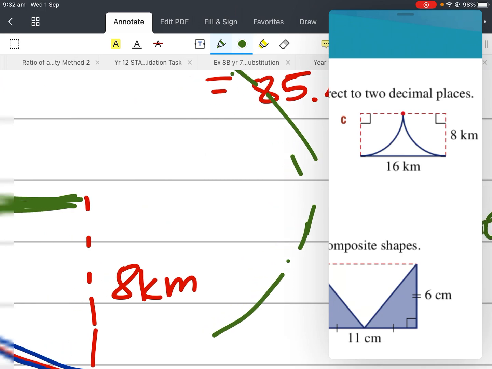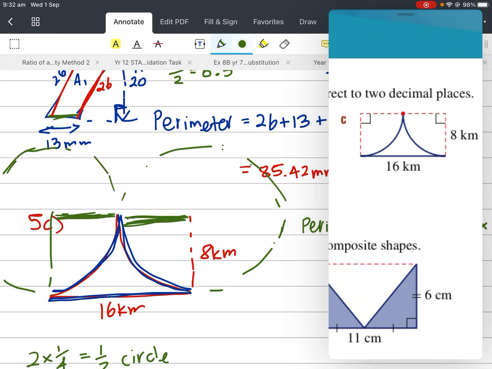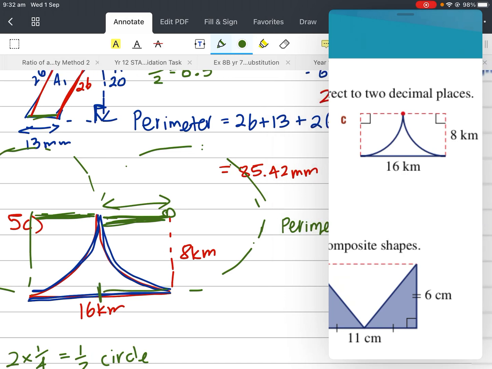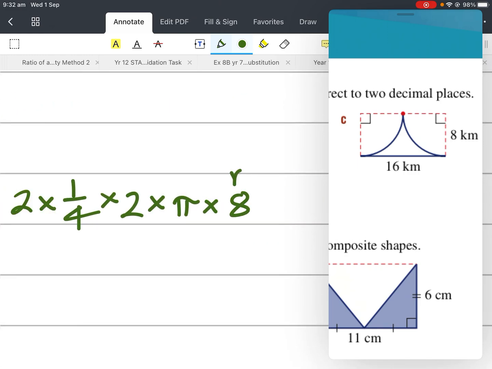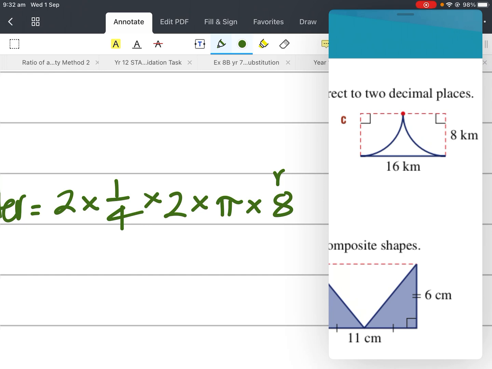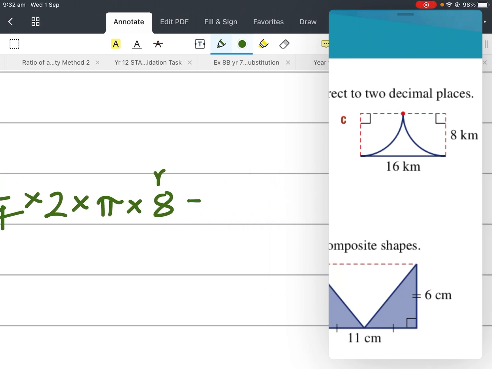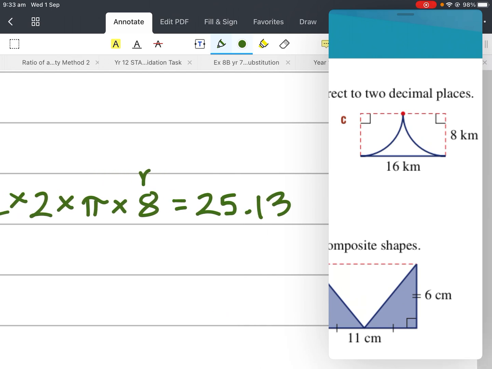Now if you look at your diagram, the radius is from here to here, isn't it? Which is half of 16. Half of 16 is 8. So let's do that first on our calculator. So I've got 2 of the same, and it's a quarter of a circle, times 2 pi r, 8. So that gives me, to 2 decimal places, 25.13. And it's in kilometres.